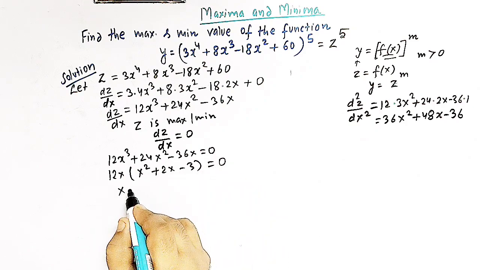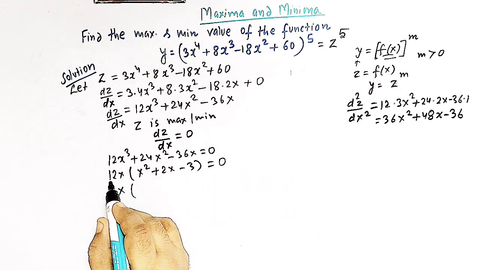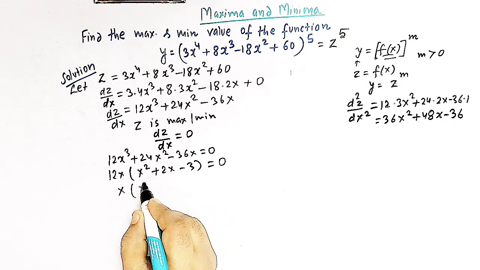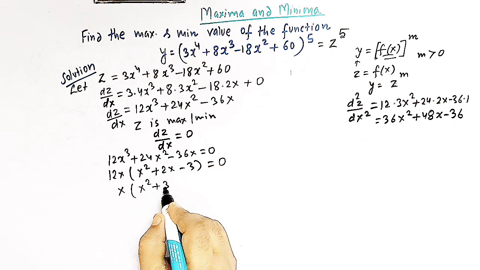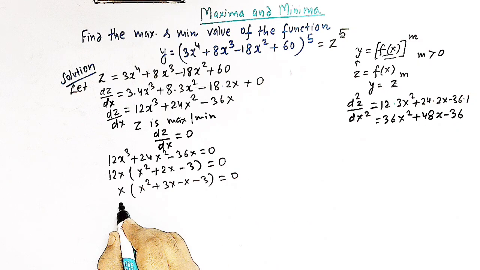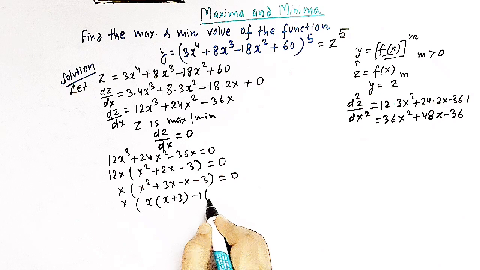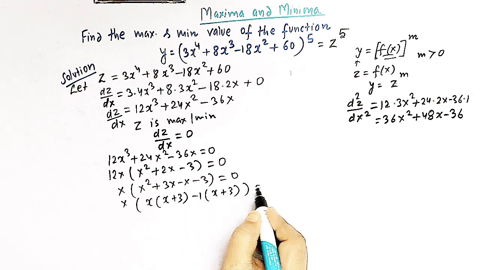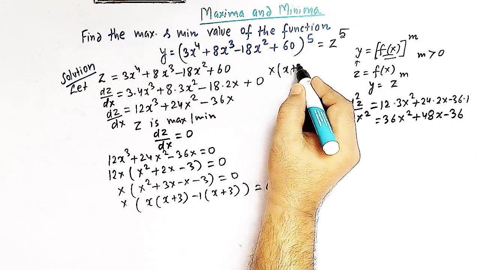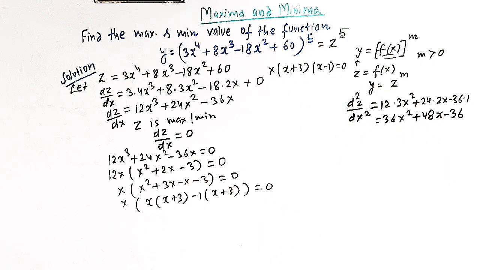So we can now have x. Now, when we divide both sides by 12, we can get rid of this 12, and by splitting the middle term we have x^2 + 3x - x - 3 is equal to 0. So we have x(x + 3) - 1(x + 3) is equal to 0. So we have (x + 3)(x - 1) is equal to 0.